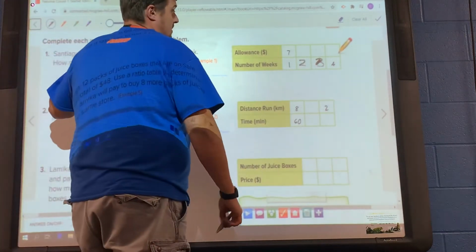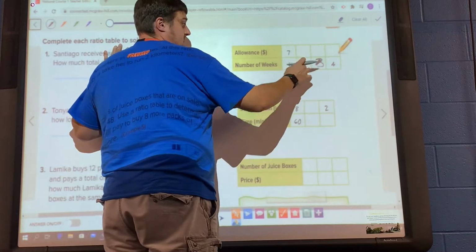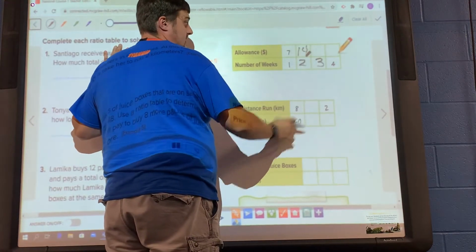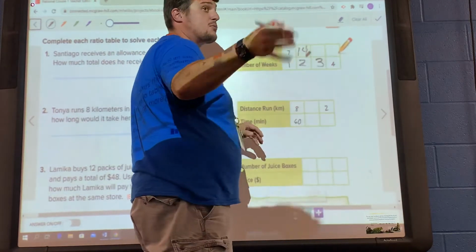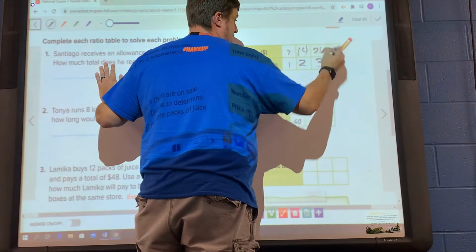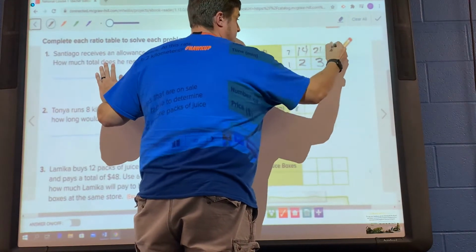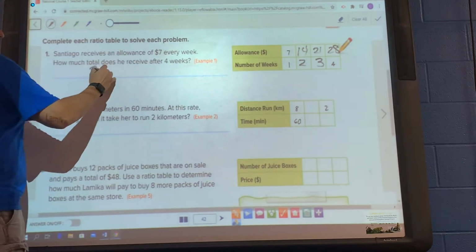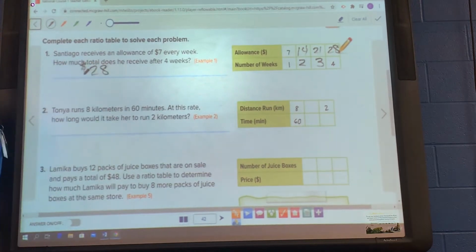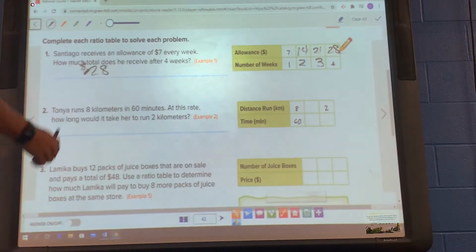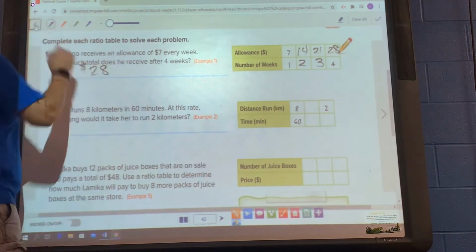So how did we get from 1 week to 2 weeks? Well, we're basically gonna double this, so $14. And then in 3 weeks, if you get $7 per week, we do 7 times 3. Well, that would be 21. And then after 4 weeks, you would have $28. So you're either just multiplying, dividing, adding, or subtracting. That's how ratio tables work. You're just doing basic operations.